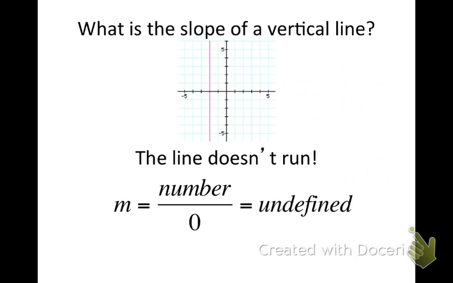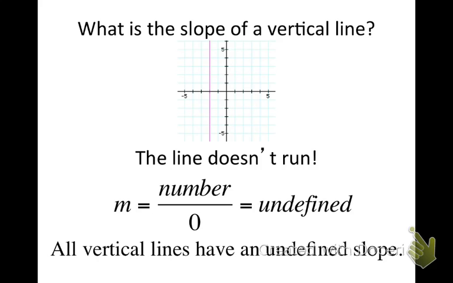When we divide some number by 0, and you could try this in your calculator, if you type in some number divided by 0, you usually get some kind of an error, like divide by 0 error, or syntax error. What that error is saying is that you're no longer working in the real number system. You're now working in what we call imaginary numbers, and calculators don't really know how to work with those, so they say, that's an error. In all actuality, that number is simply undefined. So all vertical lines will have an undefined slope.